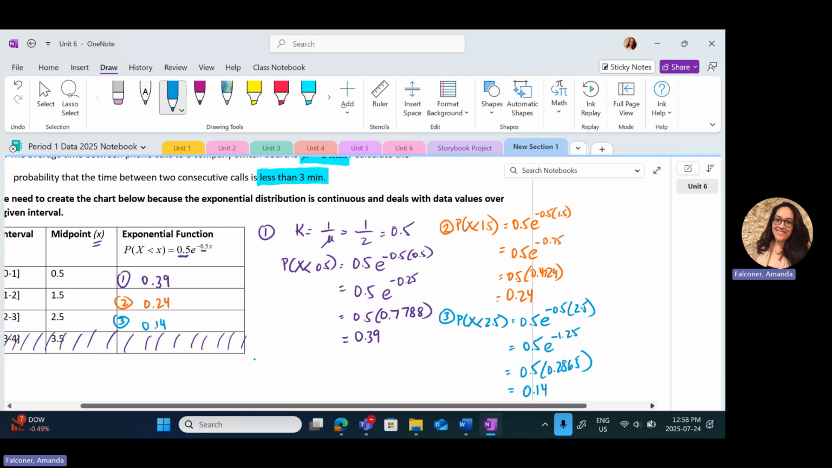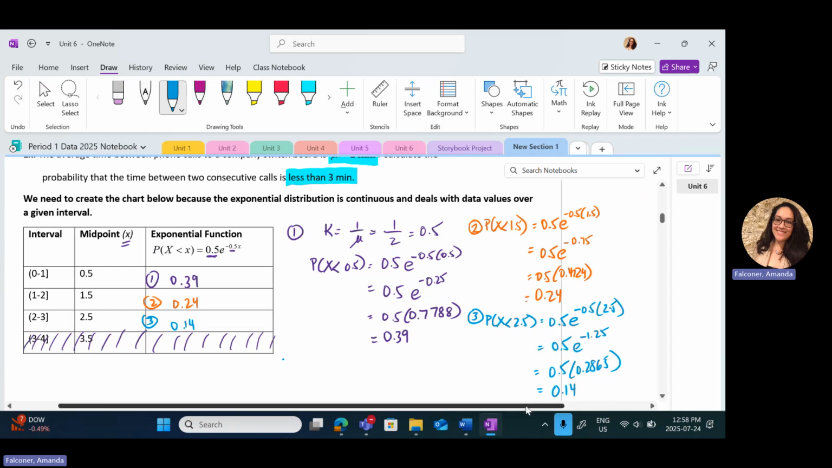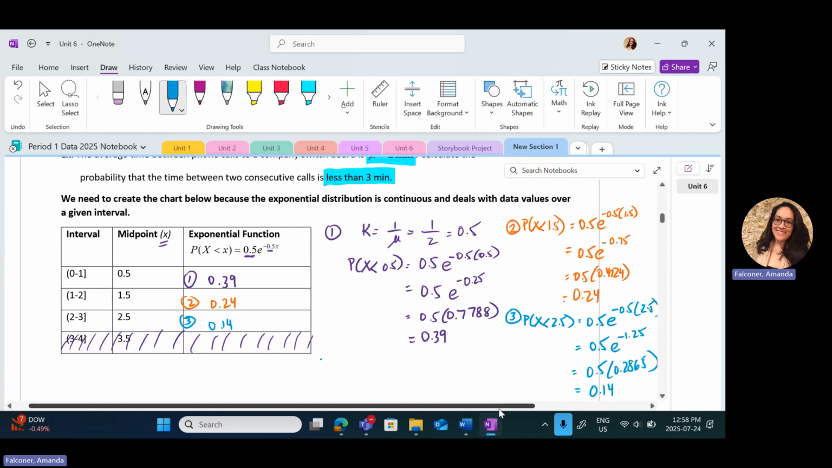And so now the chart just helps me organize it. And I'm trying to come up with the likelihood of being less than 3 minutes. So it's the first case or the second case or the third case, right? That keyword or, this is coming from even our very first probability unit, the additive principle. When we think of the word or, we have different cases that satisfy the overall event. We've got to add up those probabilities.